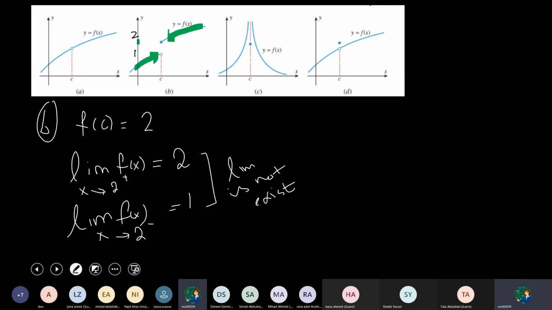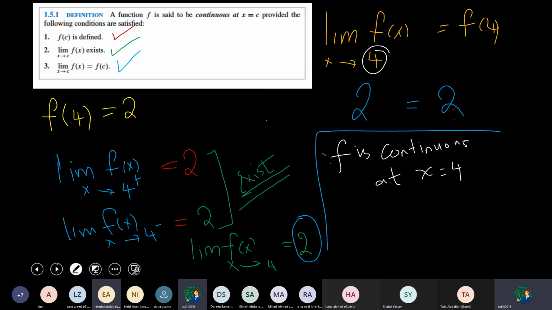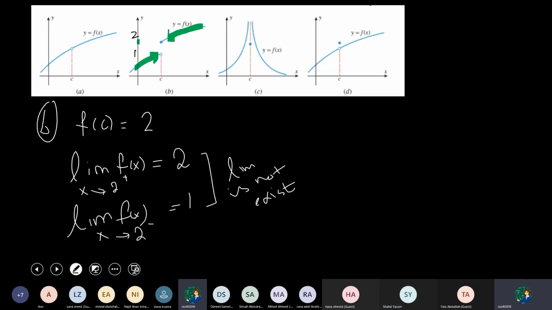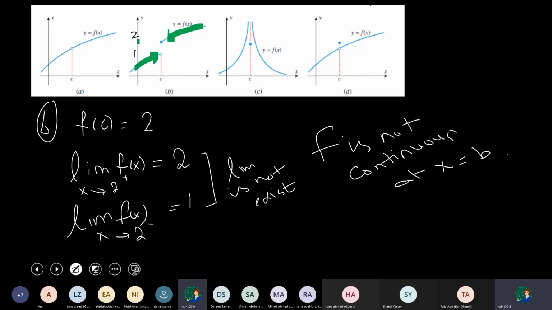So now 2 and 1 are not the same, so the limit does not exist. So can I say that this function is continuous? No. If the limit does not exist, so I can say that the function here is not continuous at x equal c, sorry.